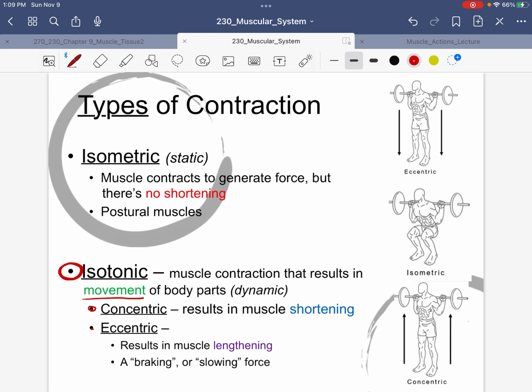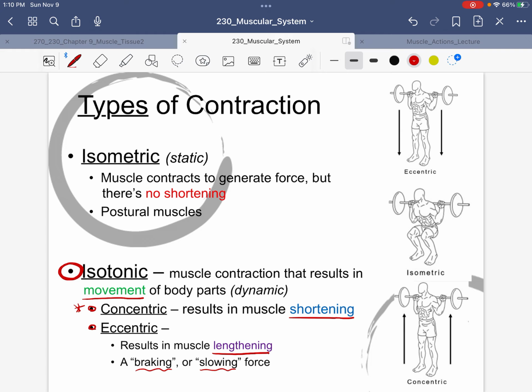Within that, however, there's two types. The type that you're familiar with is concentric. That's when the muscle shortens. When I do a bicep curl with a concentric contraction, the biceps shortens. However, what you may not be as familiar with is an eccentric contraction. This is a type of muscle contraction, a situation where the muscle contracts, but it results in lengthening. And this tends to act as a braking or a slowing force.